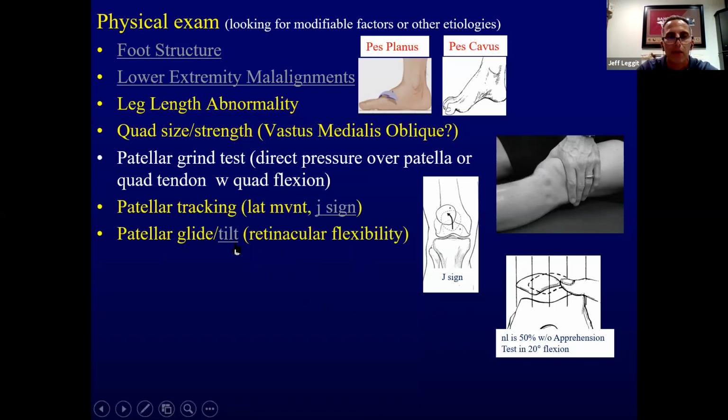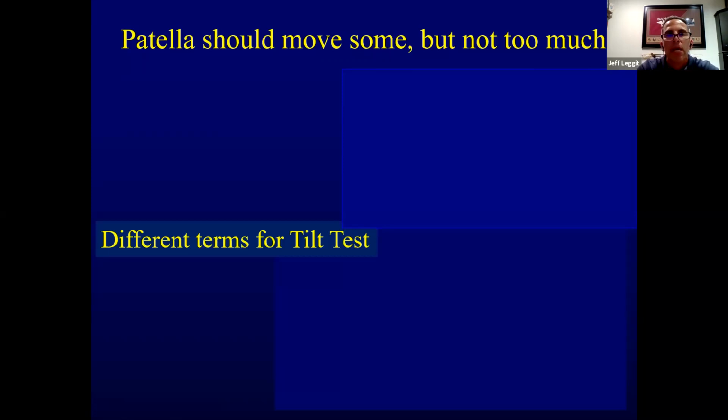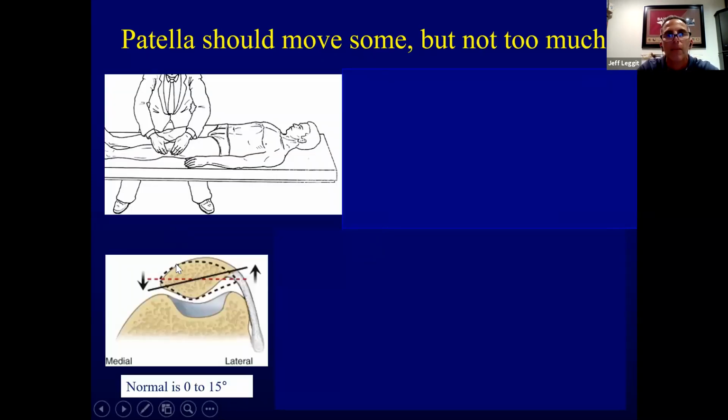But let's talk about tilt a little bit more, which is a measure of retinacular flexibility. What I teach the med students and residents and fellows is the patella should move some, but not too much. And when you do a bunch of exams, you're going to know when it doesn't move or when it seems to move too much. And unfortunately, different people use different terms for tilt, but let's talk about that a little bit.